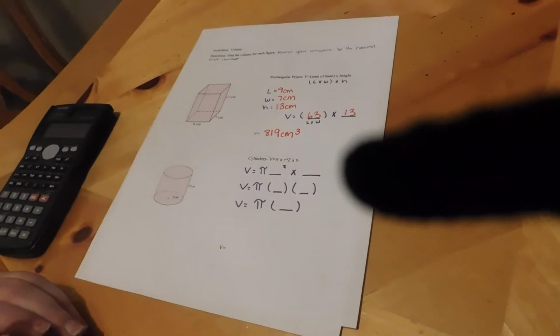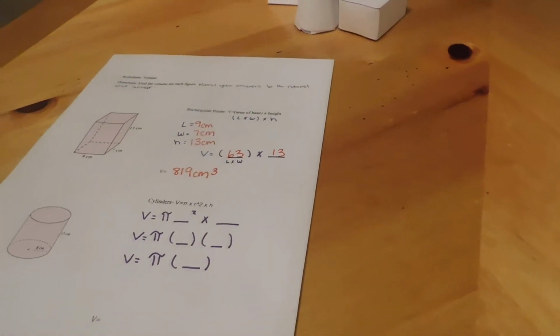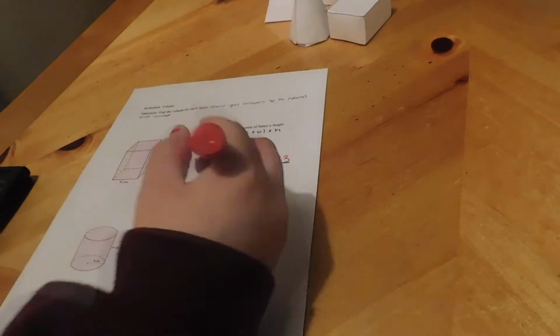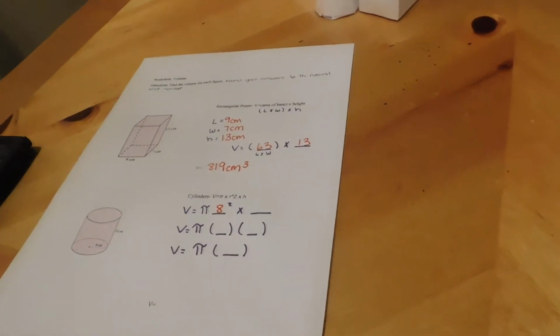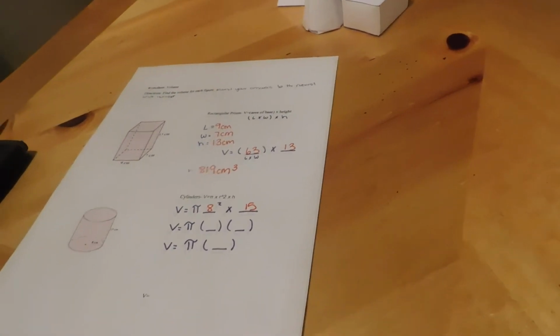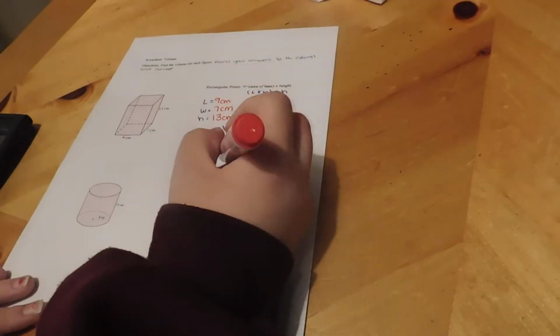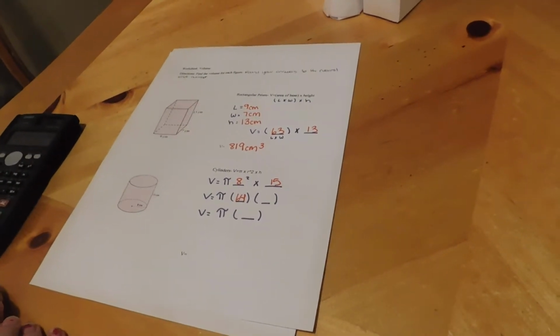Now we'll find the volume of this cylinder. The formula has been provided along with the steps to fill in the blanks. Identify the radius. Good. Now what is the height? Good job. Now you're going to square the radius and plug it into the formula. And then multiply it by the height.